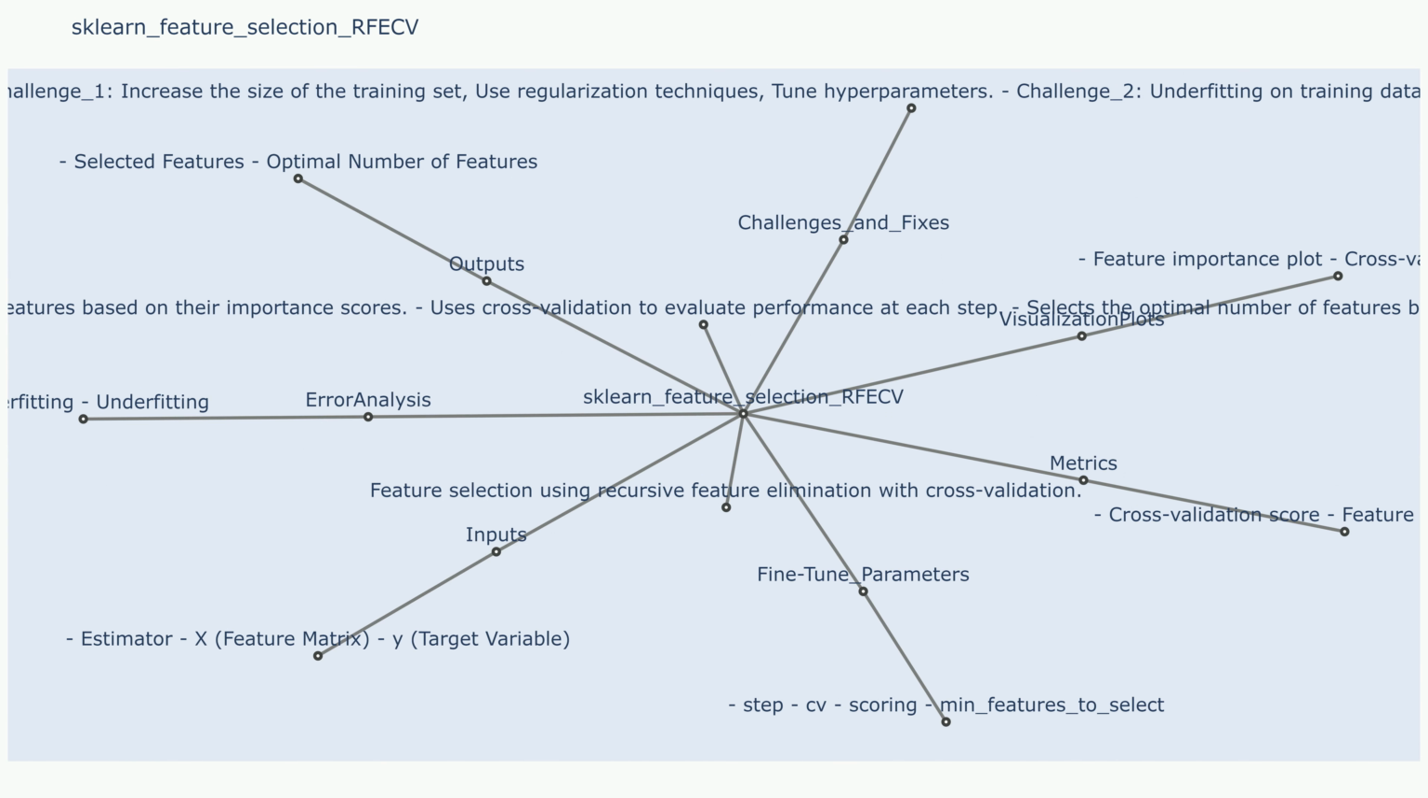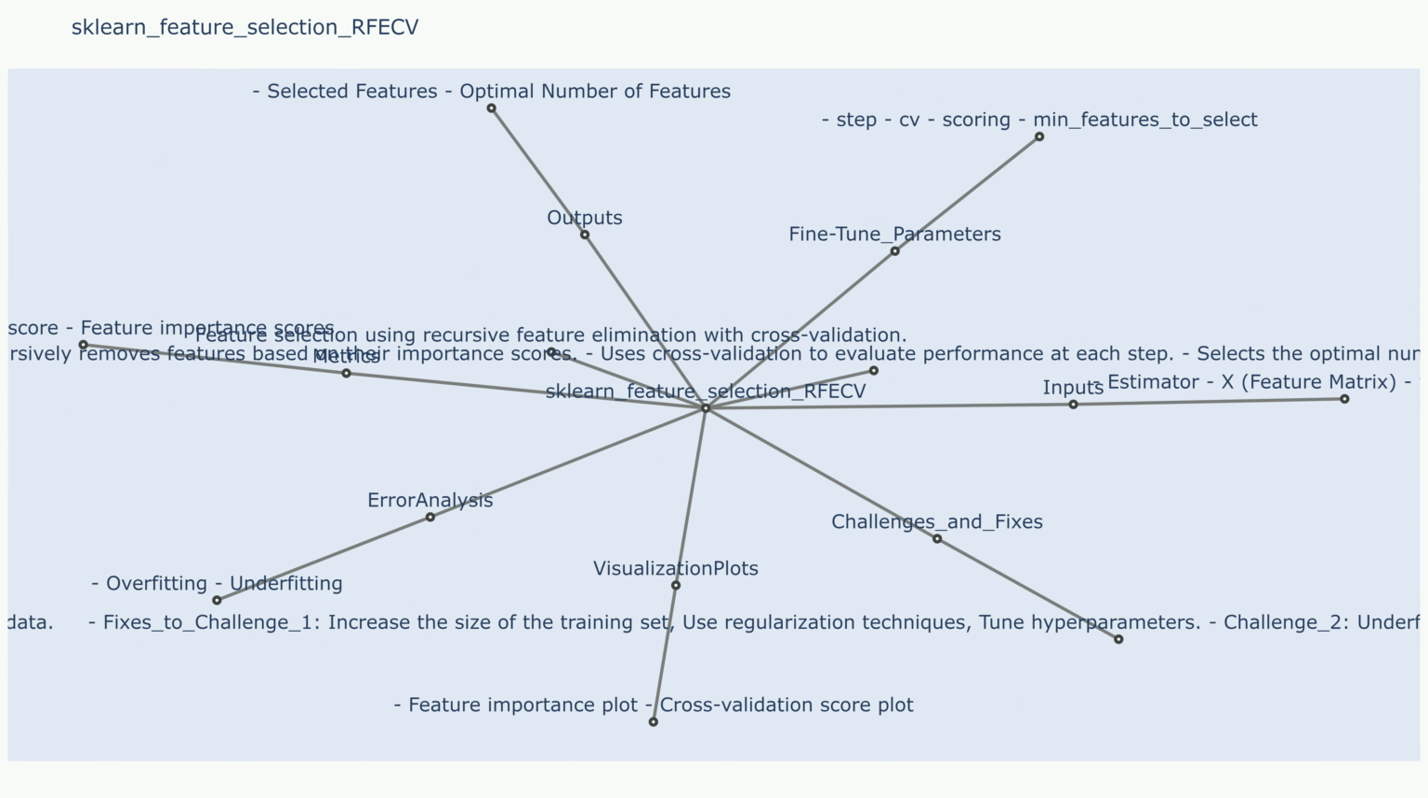Metrics. Model performance: the scoring metric used for cross-validation. This metric reflects the performance of the base estimator on different feature subsets. Number of features: the number of selected features in each iteration. This information can be used to analyze the trade-off between model performance and complexity.